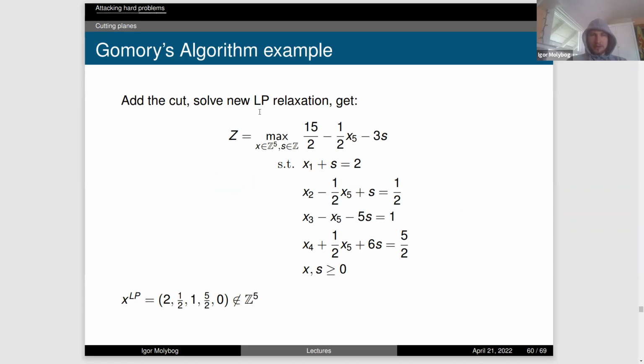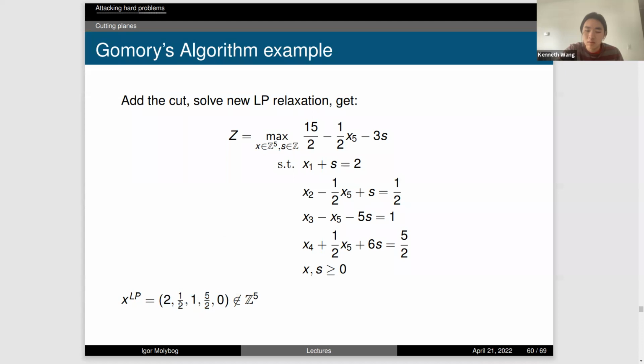So after we have added the cut, we solve a new LP relaxation. We get a new solution. In this case, we now have four basic variables. They are x1, x2, x3, and x4. x5 and s are both non-basic variables. So here is the equivalent reformulation. It's not the original formulation that we got after adding the two previous constraints, but the reformulation that we constructed after we solved the LP relaxation. And here is the solution to the LP relaxation.